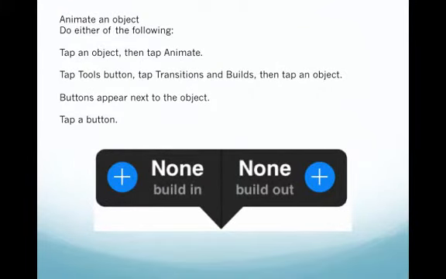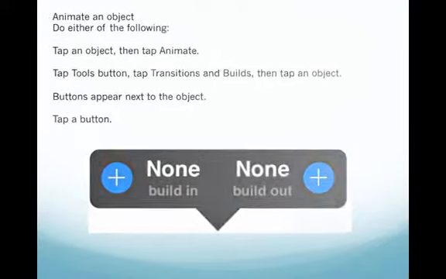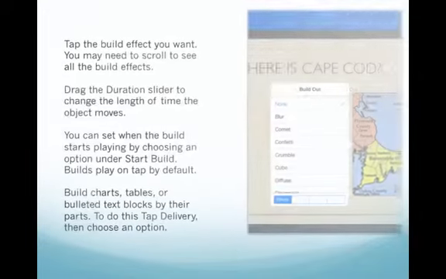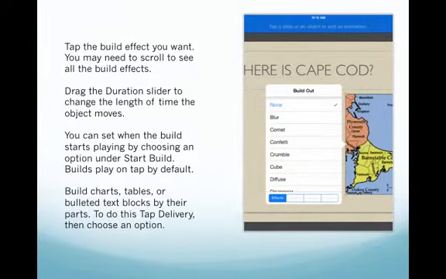To animate an object, you can do either of the following. You can tap an object, then tap Animate. You can tap the Tools button, tap Transitions and Builds, and then tap on an object. Buttons will appear next to the object. Tap a button. Tap the build effect you want. You may need to scroll to see all the build effects.